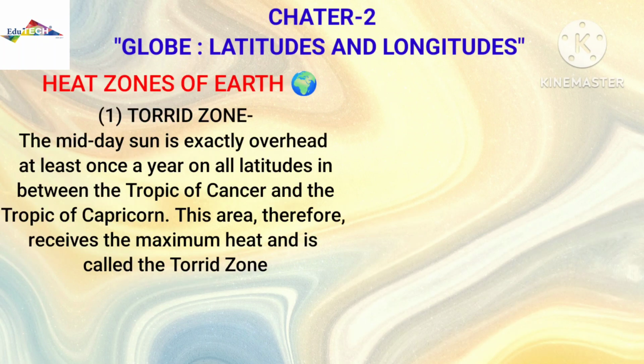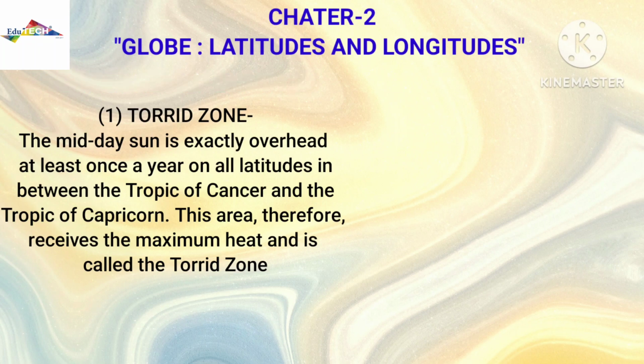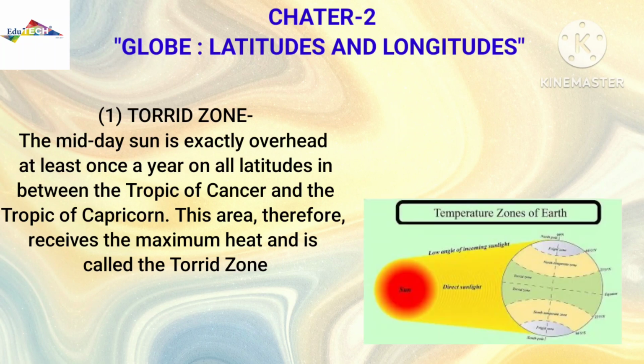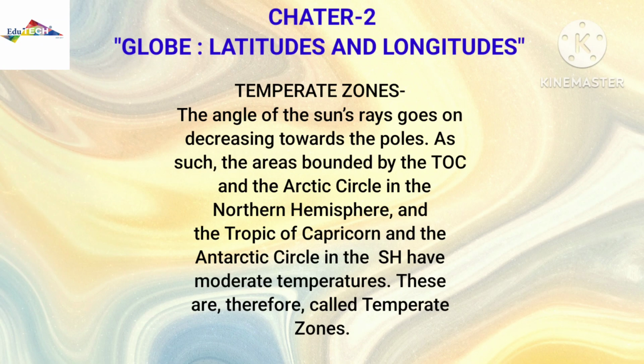Heat zones of the earth. Torrid zone. The midday sun is exactly overhead at least once a year on all latitudes between the Tropic of Cancer and the Tropic of Capricorn. This area therefore receives the maximum heat and is called the torrid zone.